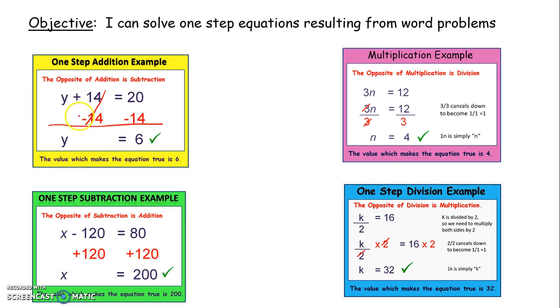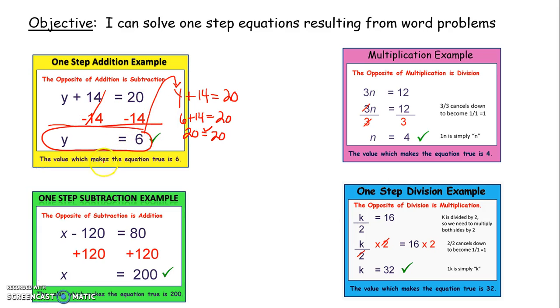Then on the right side, whatever you do to the left side of an equation, you do to the right side. 20 minus 14 is 6. So this equation, y equals 6, is the only value that makes this equation true. You'll remember from last year, when you check, like, does 6 actually make the equation true? You substitute 6 back in place of y, and you would do 6 plus 14. Is that really 20? Oh, 6 plus 14 is 20. That makes a true statement.